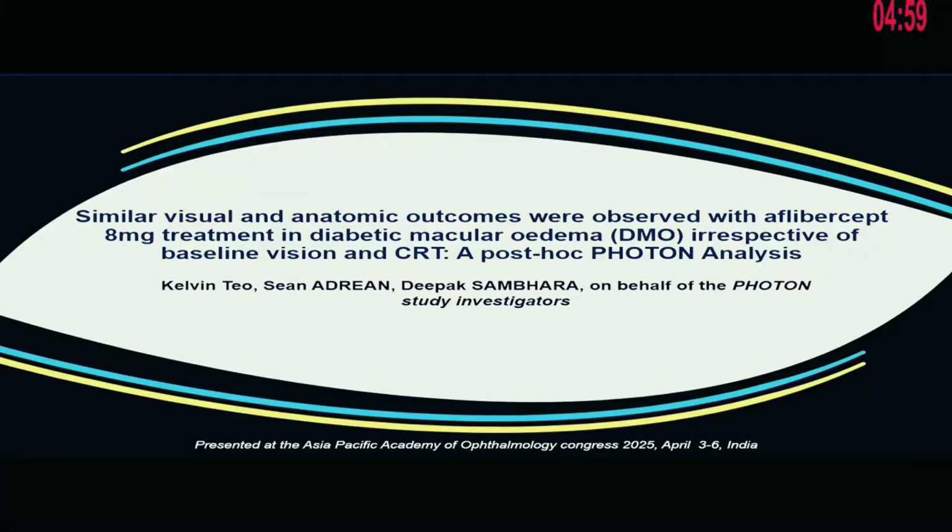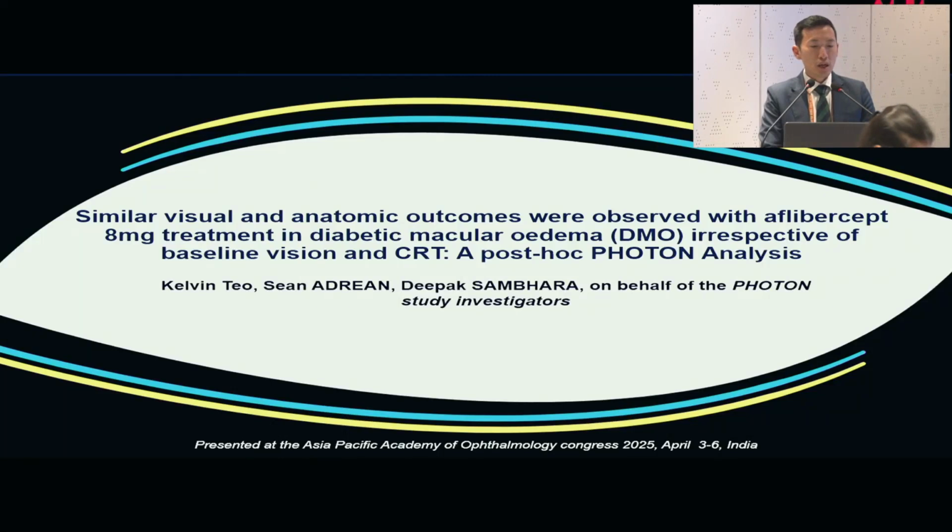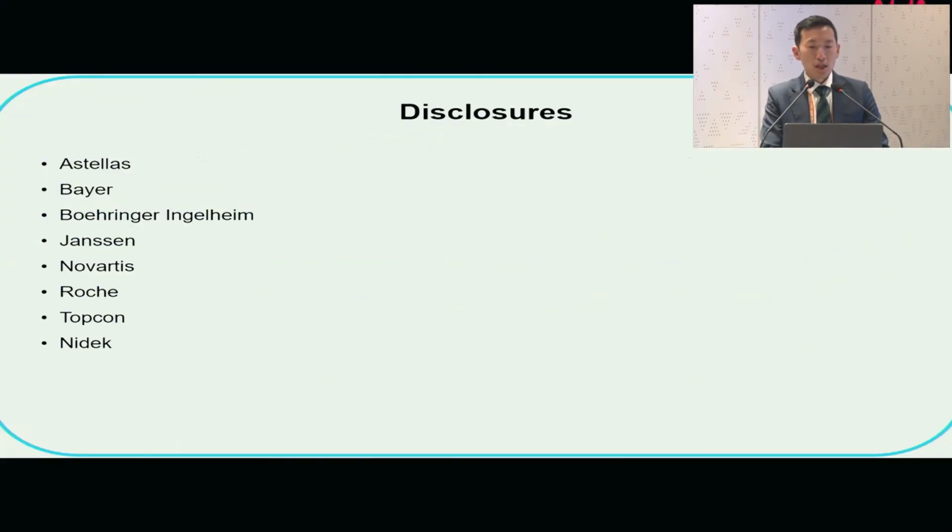Thank you very much, organizers, for the kind invite. So today I'm going to talk about another post-hoc analysis from the PHOTON trial. So here we're looking at essentially the baseline characteristics of the patients in the trial and their outcomes. Here are my disclosures.